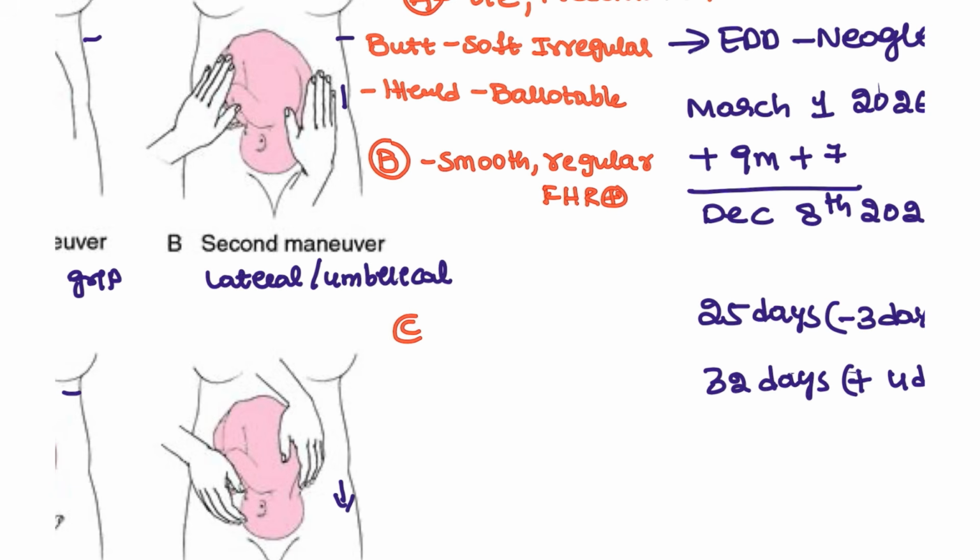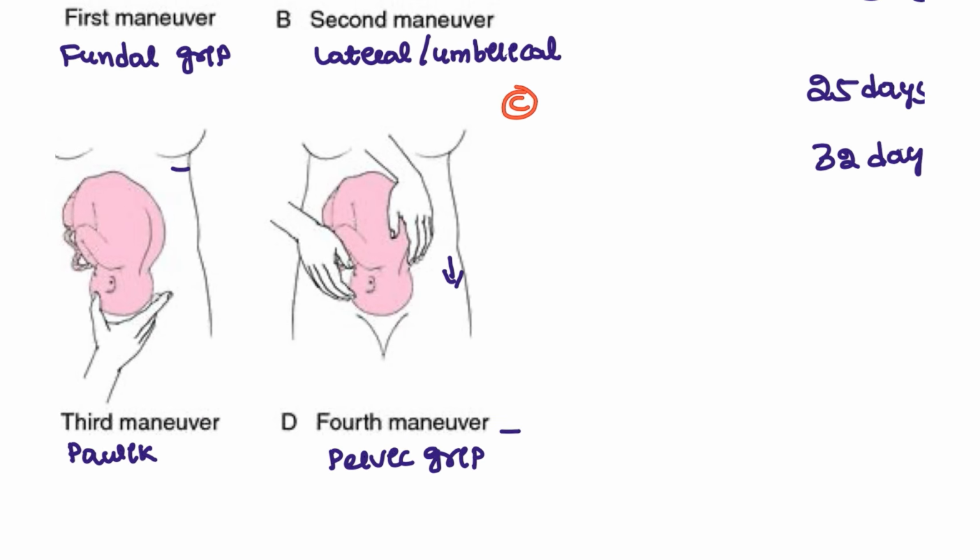Next, number C. For the C, this is the Pawlik grip. Why are we looking at the Pawlik grip? Engagement of the baby, or the engagement of the fetus, is what we wanted to look at.